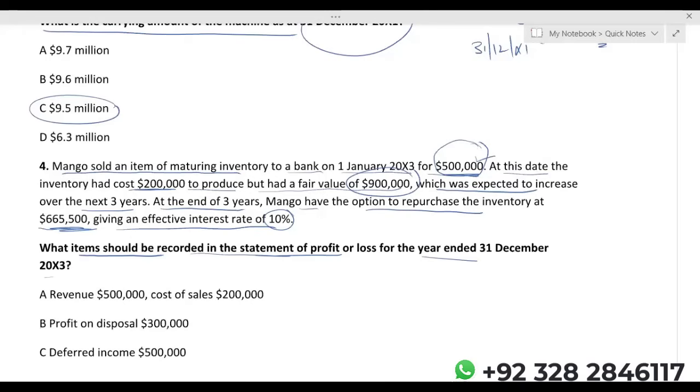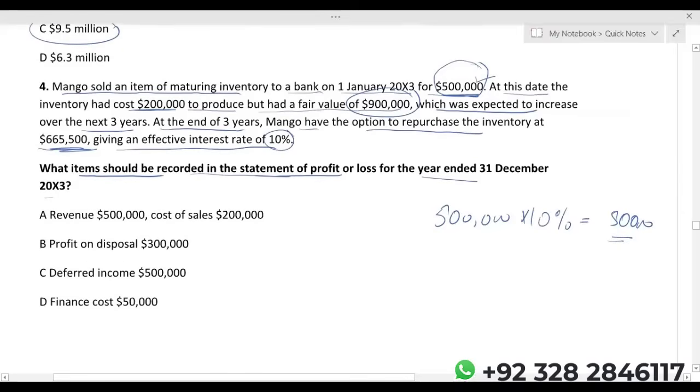Day one, if you ask the double entry, we'll say simply cash or bank debit and loan credit. Then on that loan at the end of the year, we'll record an interest expense. So simply 500,000 into 10%. End of first year, the interest expense will be 50,000, and that interest expense you will take to the P&L. Interest expense, finance cost.